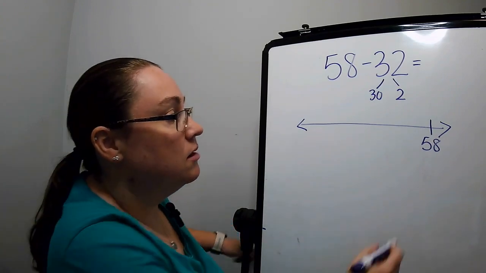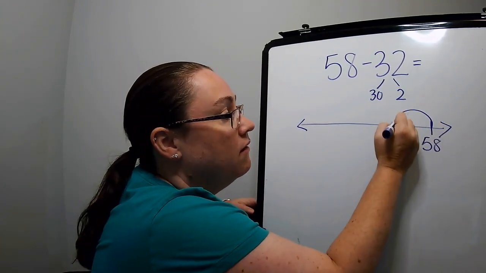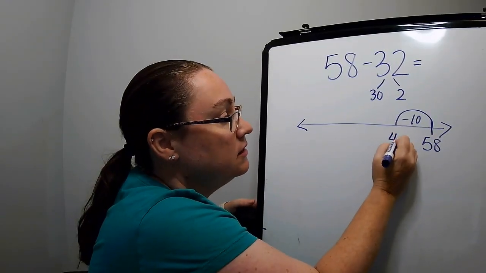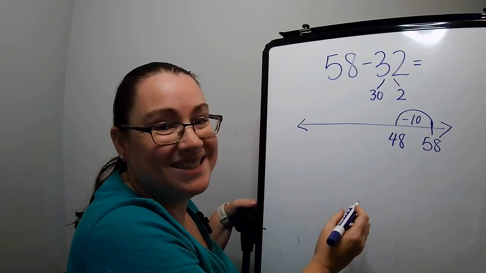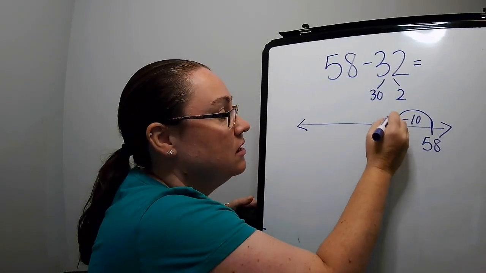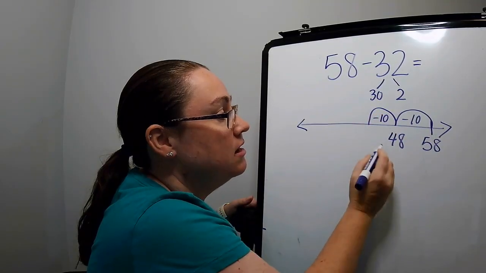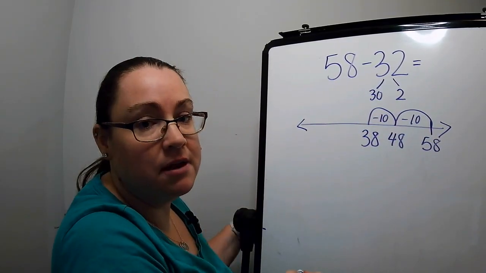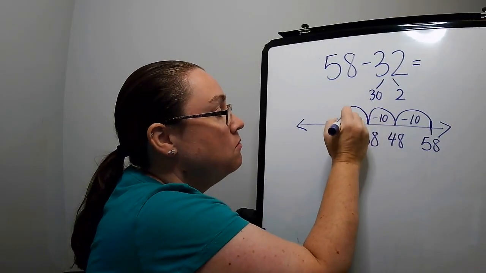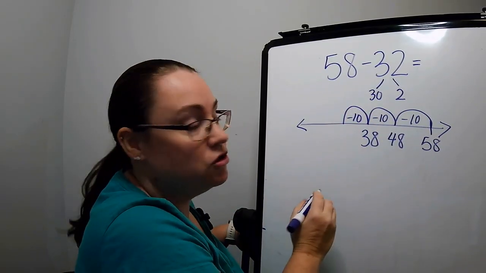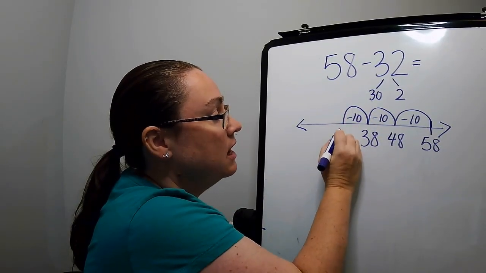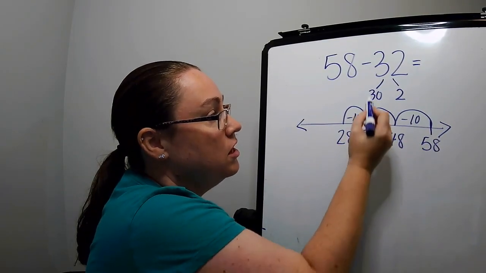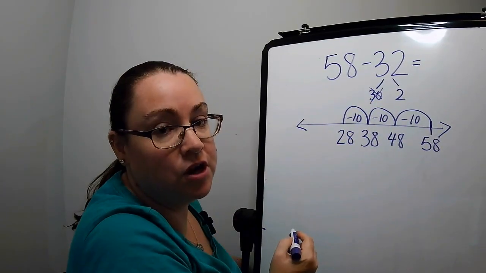I can start by subtracting a group of 10. 58 minus 10 is 48, but I still have more 10s to subtract. I'm going to subtract another 10. 48 minus 10 equals 38. Then I need to do one more group of 10 to get to the 30 total. 38 minus 10 is 28. I've subtracted 10, 20, 30. So I have subtracted the 30.